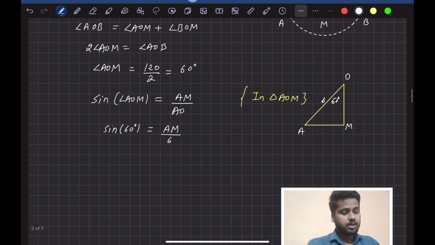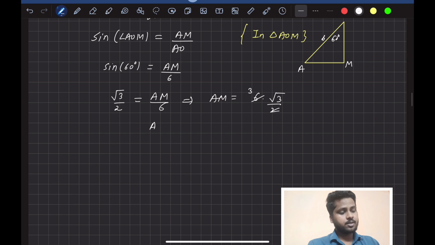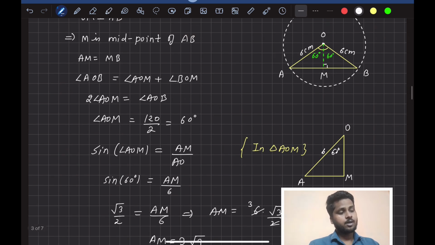So sine 60 is what? I think it is root 3 upon 2, equal to AM upon 6. So this implies that AM equals 6 into root 3 upon 2. This will get cancelled 3 times. So I am getting the value of AM as 3 root 3. But we have to find out the whole AB. I have the value of AM. I have to find this total AB. So what I will do is, this value and this value are equal, so I will just multiply AM by 2 so that we get AB.